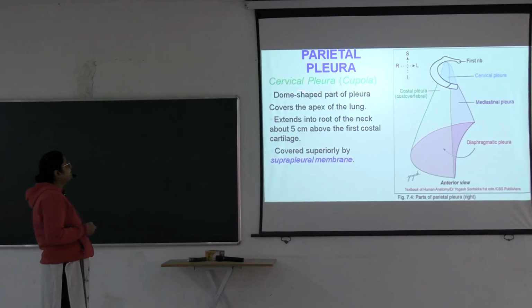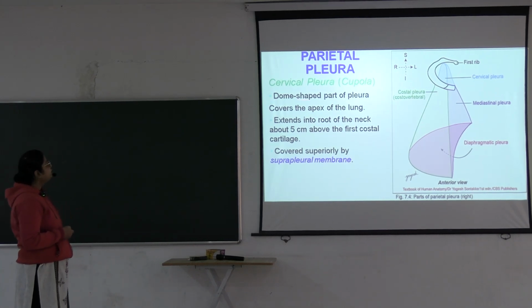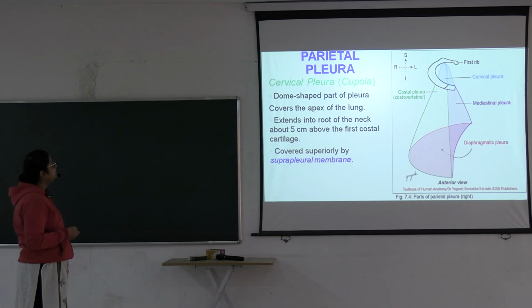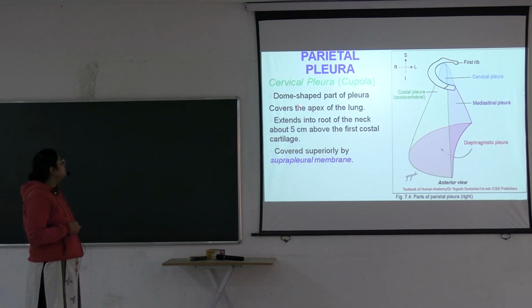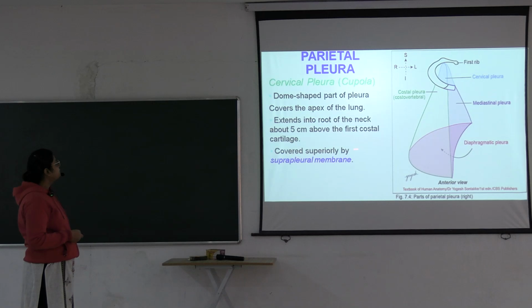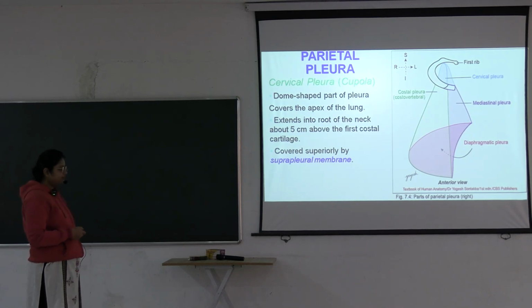Next is cervical pleura, also known as cupula. Okay. It is a dome-shaped part of pleura. Here is the cervical pleura. It covers the apex of the lung and extends into the root of the neck about 5 cm above the first costal cartilage. It is covered superiorly by the suprapleural membrane, or Sibson's fascia. This is important, suprapleural membrane.